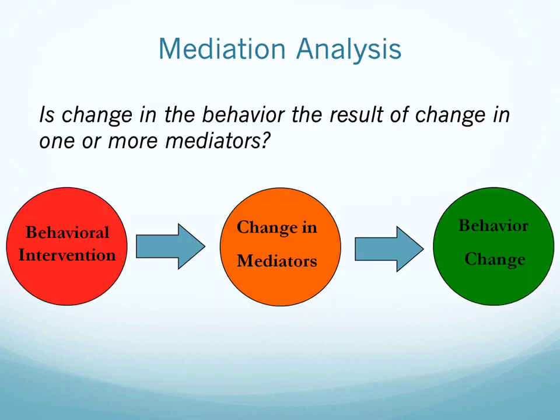So let's look at that model from earlier. We designed a behavioral intervention to change particular mediators. Change in those mediators should lead to change in behavior. Oftentimes we do this in intervention studies, but we don't actually go back and analyze, first, whether the mediators changed, and second, whether change in the mediators led to change in the behavior. Often we simply look at, did the intervention work? Did behavior change? And then we say we had success or failure.